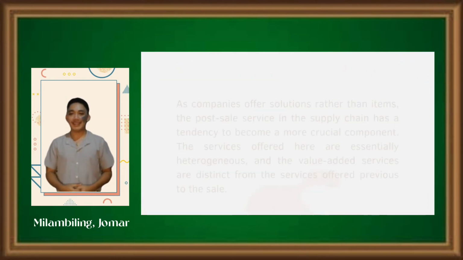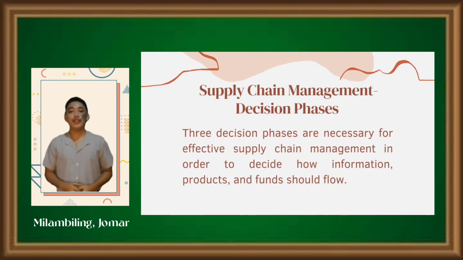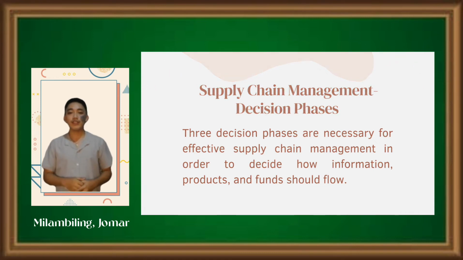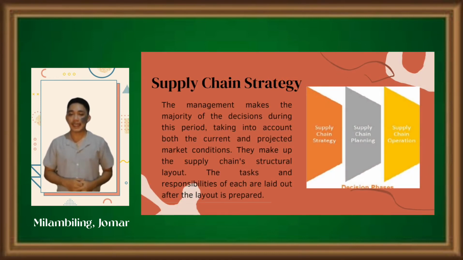Supply chain management, decision phases. There are three decision phases, and these decision phases are necessary for effective supply chain management in order to decide how the information, products, and funds should flow. The three decision phases are stages that take action for successful supply chain management. Those three decision phases are the supply chain strategy, supply chain planning, and the third one is the supply chain operation. So the first decision phase is the supply chain strategy.